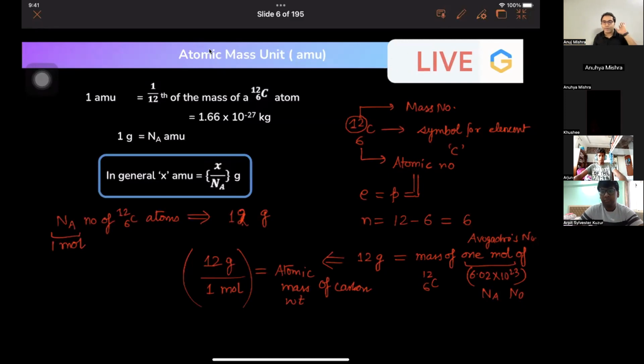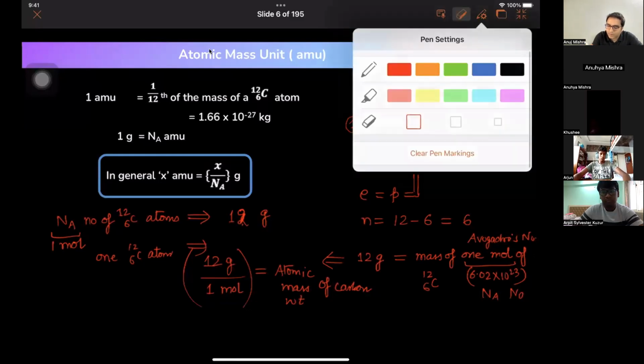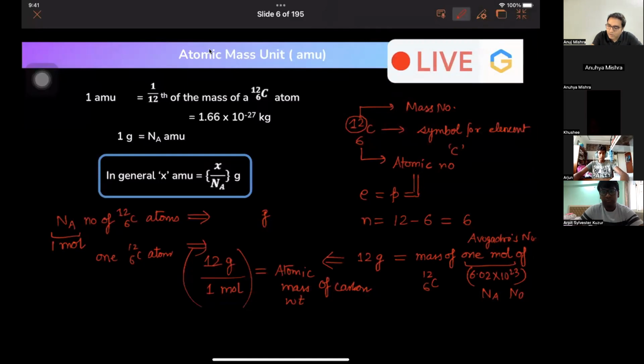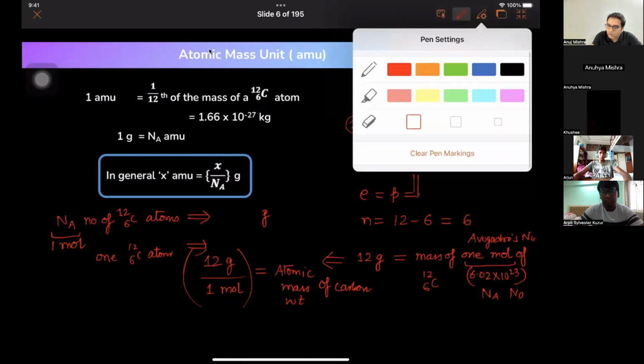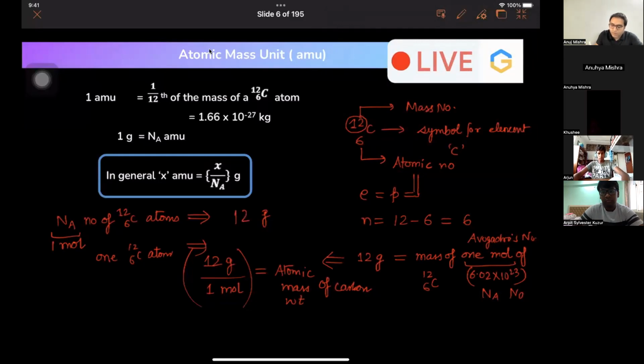Okay, now let me ask a simple math question. If I'm taking just one 6C12 atom, can you tell me how much is the mass of this? Na atoms are 12 grams. One single atom is how much? Please try to answer. Very good. 12 by Na, right? Na things are weighing 12 grams. So 1 is how much?